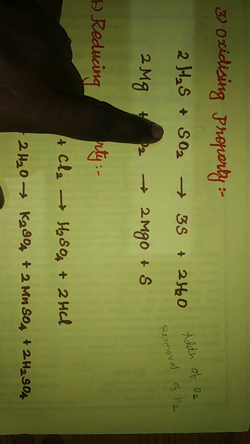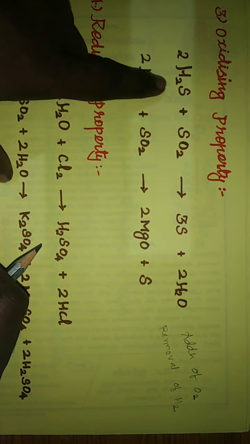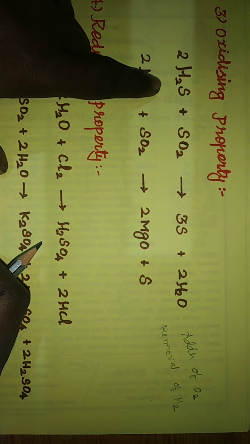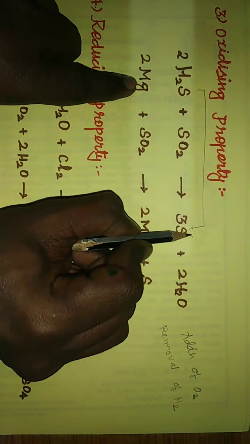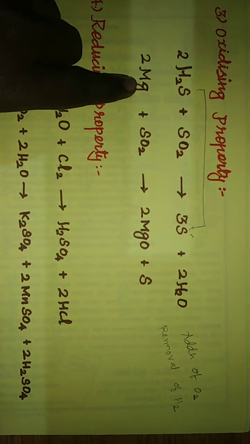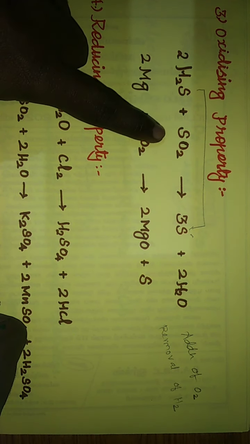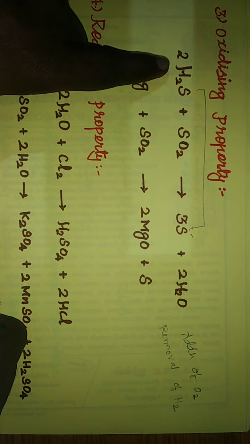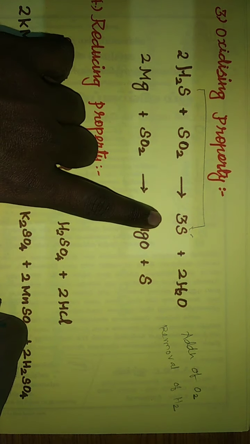Yes, sulfur dioxide is a good oxidizing agent, so it removes hydrogen from the neighboring species. So after removing hydrogen, this H2S becomes free sulfur. Okay, so this is the oxidizing property of sulfur dioxide. When H2S is allowed to react with SO2 gas, it oxidizes the H2S gas into free sulfur.